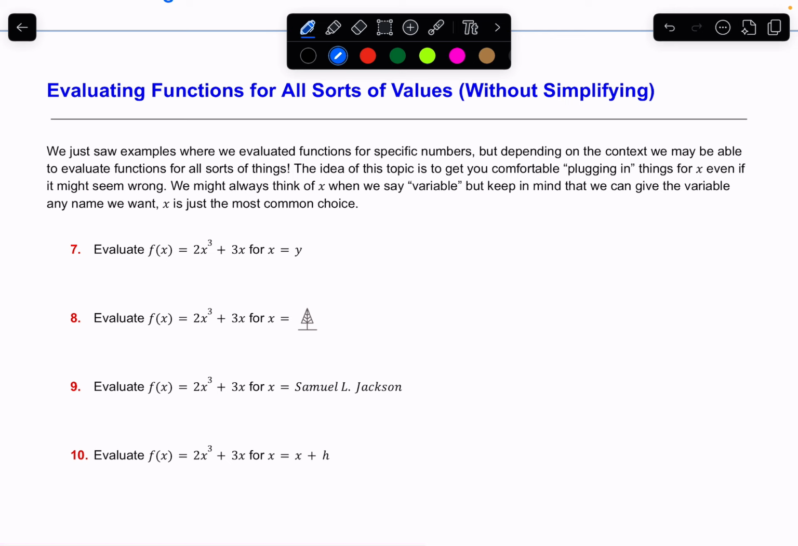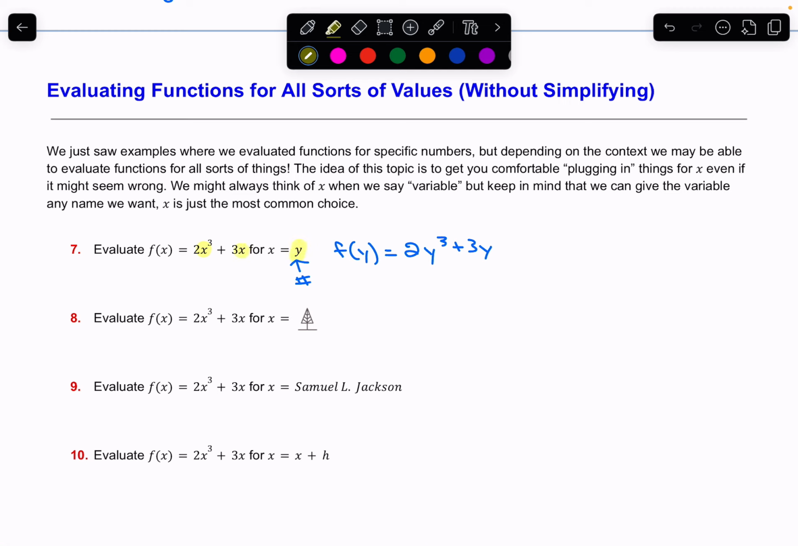So number 7 is not going to be too complicated. It says evaluate f of x equals 2x cubed plus 3x for x equals y. So instead of plugging in a number, usually that y value would be a number like x equals 3, and we know how to plug in x equals 3. This time we're just going to plug in x equals y. So we are going to find f of y, where all we do is replace the x with the letter y instead. So I'm going to get 2y cubed plus 3y, and that's it. I don't have to do anything else. All I did was replace each x with the letter y instead.